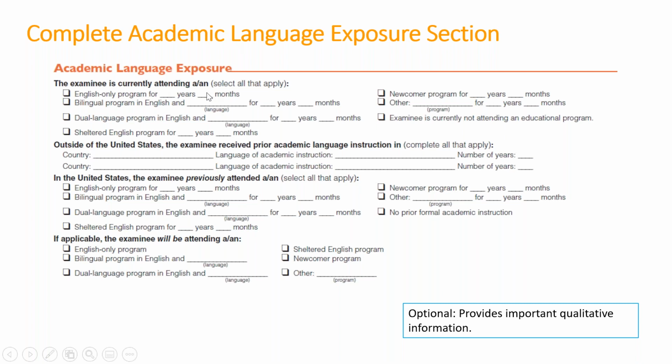So the examinee is currently attending an English only program for how many years and months, or are they in a bilingual program in English and another language for how many years and months, dual language, sheltered English, etc. Outside of the US, did the examinee receive prior academic language instruction, in what other country, what was the language of academic instruction, and how many years. And then did they previously attend any other of these programs? And then if applicable, the examinee will be attending one of these programs. So again, just trying to get a good, solid understanding of the student's academic language exposure as well.